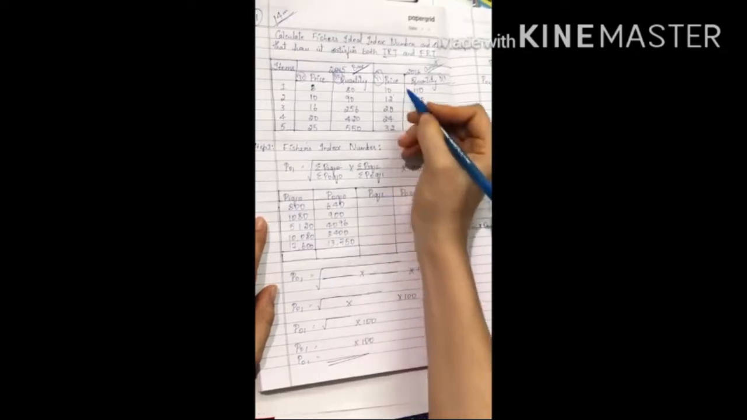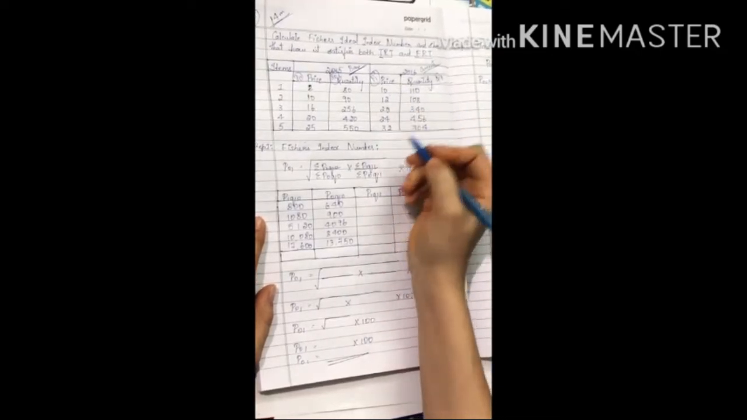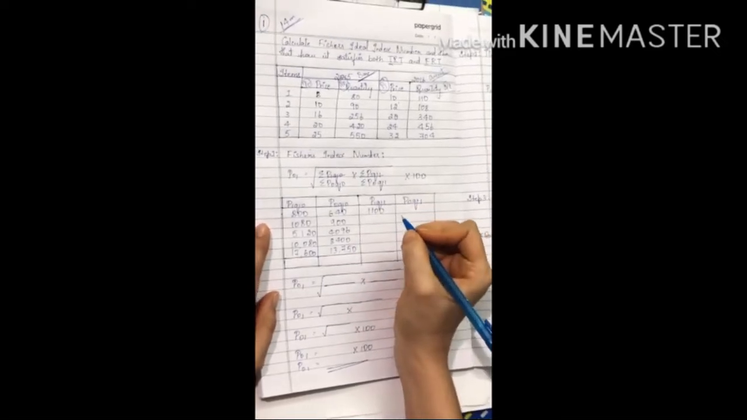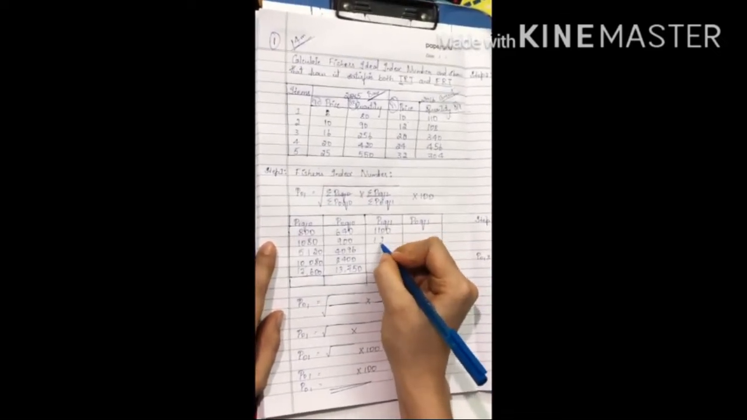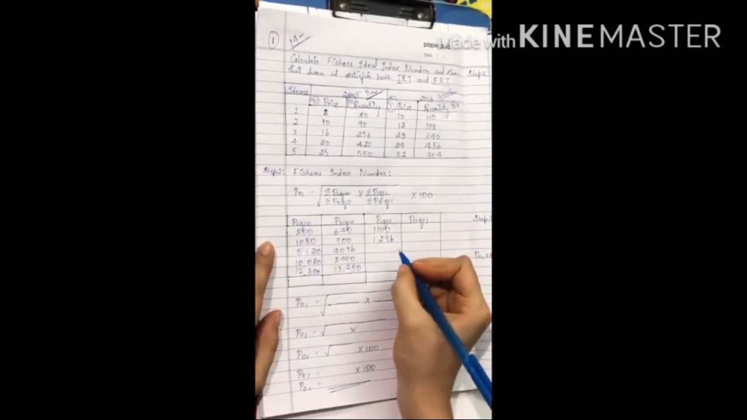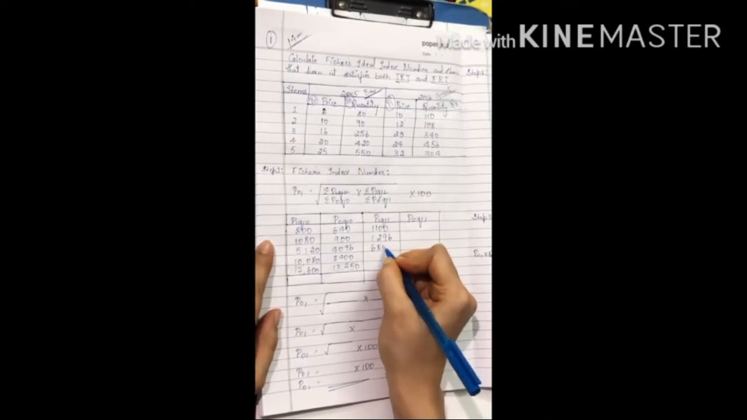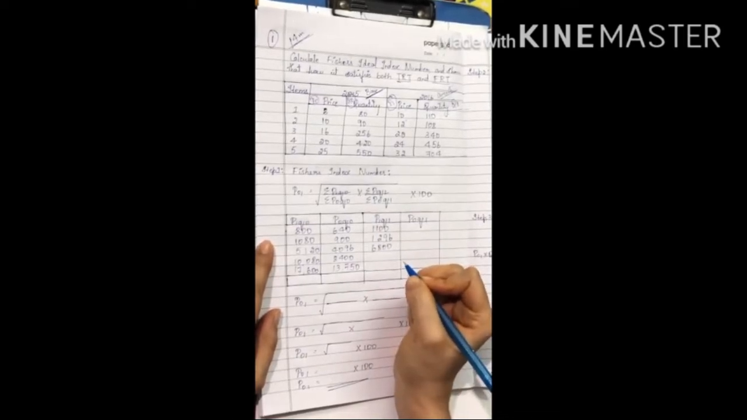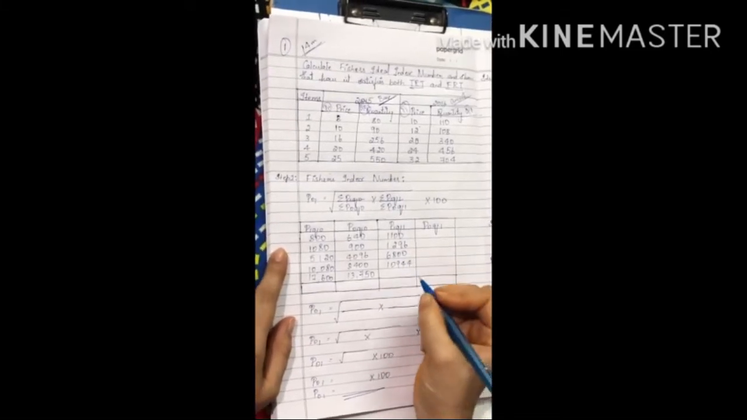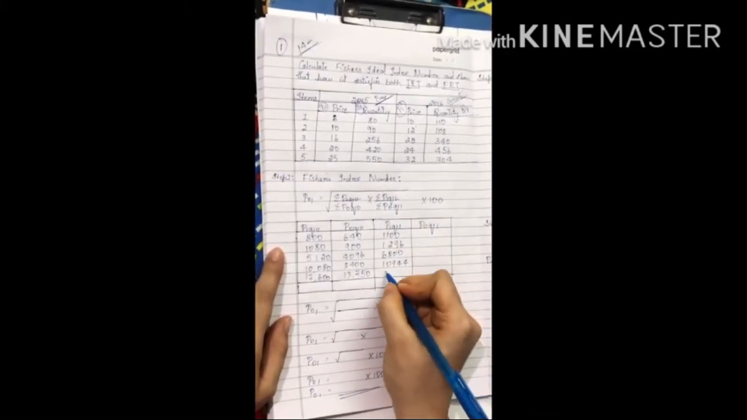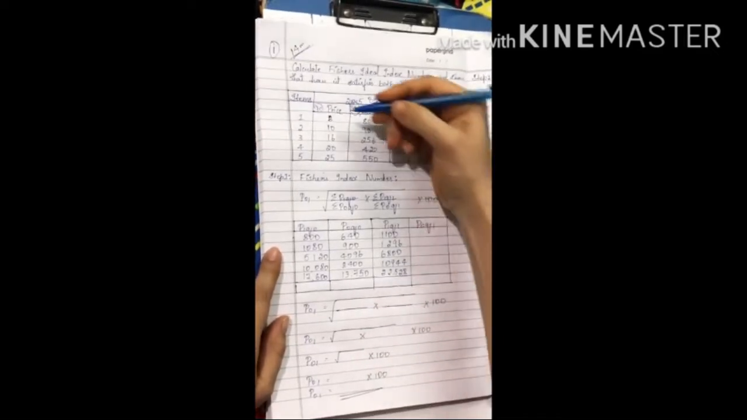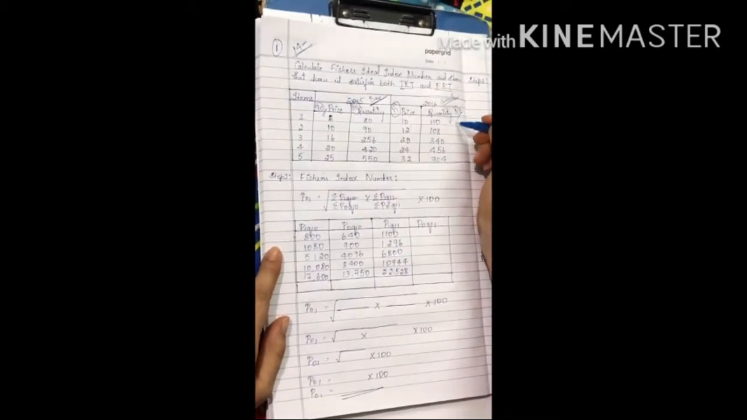The third column is P1 into Q1. So 10 into 110, it is 1100. 12 into 108, it is 1296. Next 20 into 340, it is 6800. 24 into 456, it is 10,944. Next 32 into 704, it is 22,528.